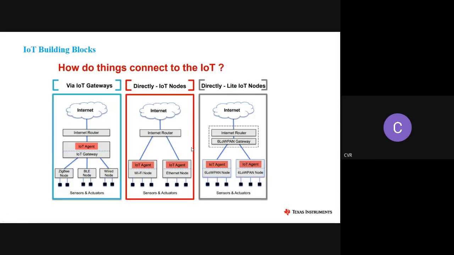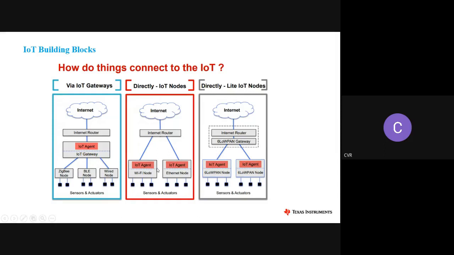You can connect things in different ways in IoT. One is that you can connect via gateways, or you can connect directly to the nodes, or you can connect through the light nodes. In the case of gateways, you'll have a node with the sensors. You connect first to the gateway, and from there through the router to the internet. So this is one way of doing it.